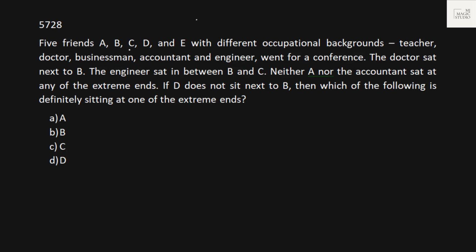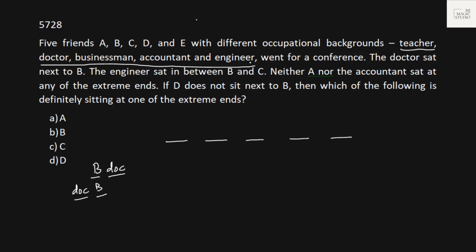Five friends A, B, C, D and E with different occupations, teacher, doctor, businessman, accountant and engineer, went for a conference. The doctor sat next to B. So we have 1, 2, 3, 4, 5. Next to B is doctor. B is not the doctor. It can be doctor and B also, something like this.